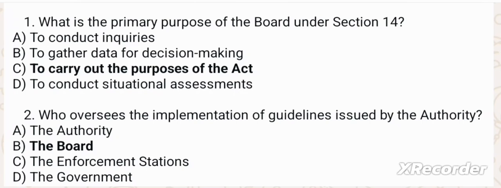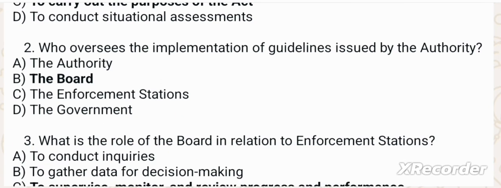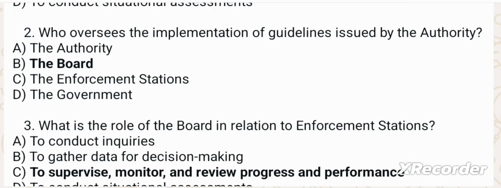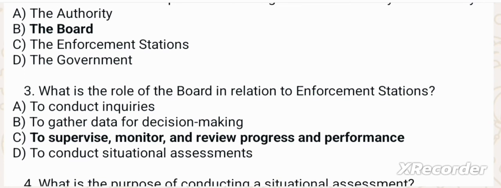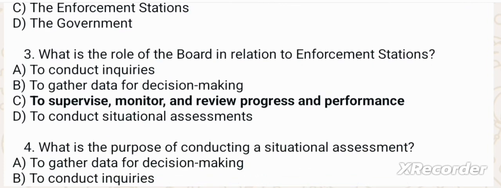What is the primary purpose of the board under section 14? To carry out the purposes of the act. So who oversees the implementation of guidelines issued by the authority? The board. What is the role of the board in relation to the enforcement stations? To supervise, monitor and review progress and performance.